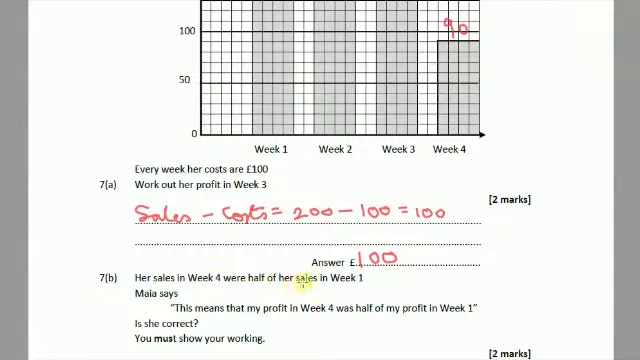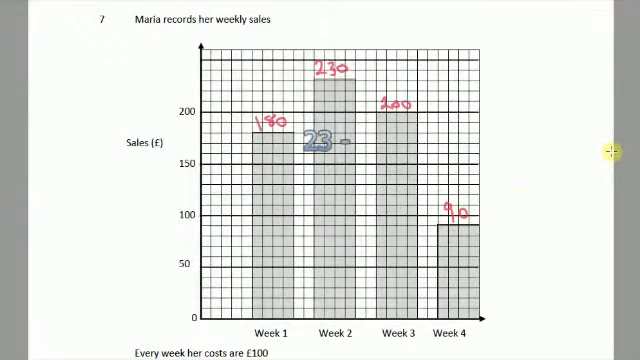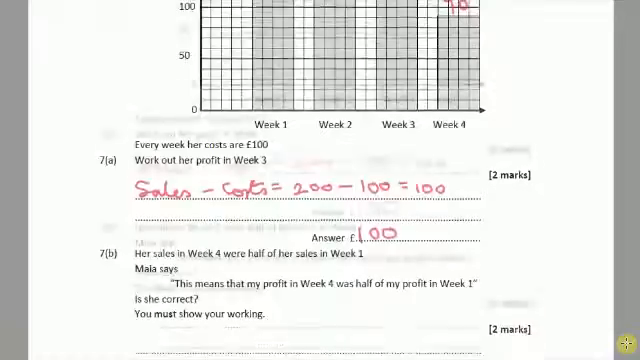In week 4, her sales were half of week 1. She says this means that my profit in week 4 was half my profit in week 1. Is she correct? You must show your working. So can we work out her profit in week 4? Her sales were 90, and week 1 her sales were 180, so it is a half. Her sales are a half, definitely. She's right there. But what about her profit? Let's try and work that out.